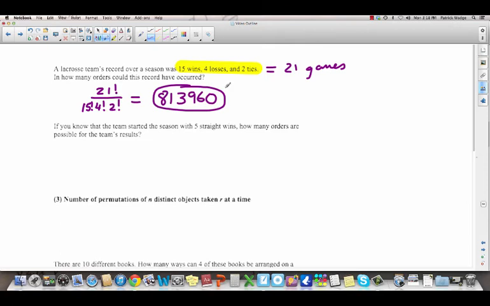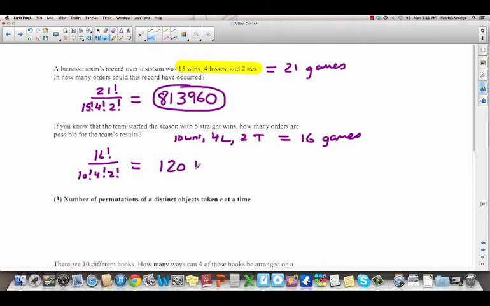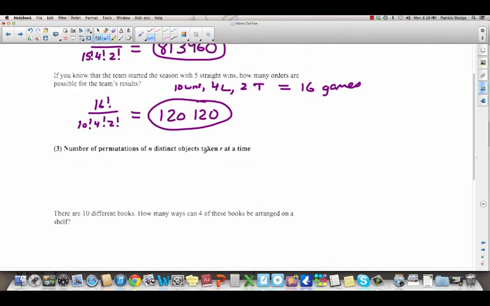We're now left with 10 wins to go, and they still have to get their 4 losses and their 2 ties. So how many different things are there to order now? Now we're down to 16 things to order, 16 games to order, because the first 5 are taken care of. They were all wins. So to order 16 things, it would be 16 factorial, but this time we have 10 wins, which are the same, 4 losses, which are the same, 2 ties, which are the same. If you throw that into your calculator, you will get 120,120. Nice number.